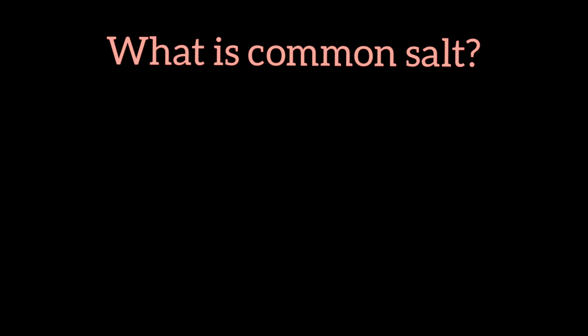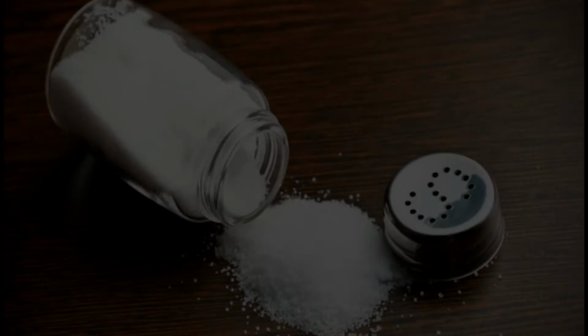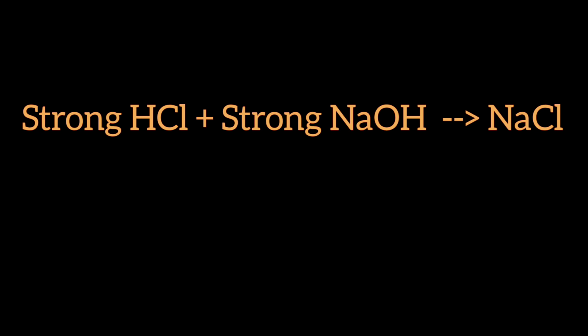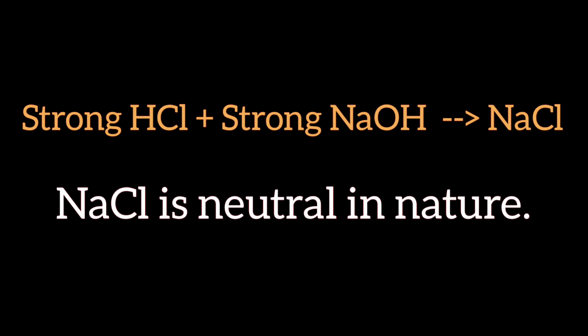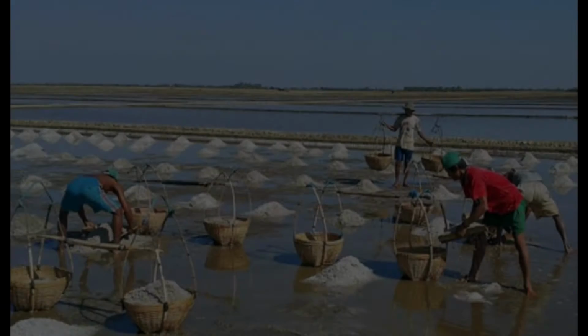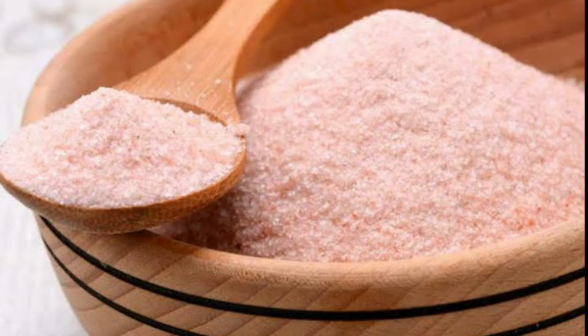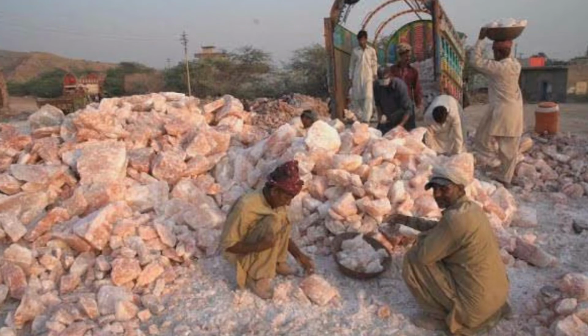What is common salt? NaCl, that is sodium chloride, is the common salt that we use in our food and is formed by the combination of strong hydrochloric acid and strong sodium hydroxide. So NaCl, that is salt, is neutral in nature. Sodium chloride is obtained from seawater. Solid salt is also found in big crystal form. It is brown in color due to impurities in it and is called rock salt. Beds of rock salt were formed when seas dried up thousands of years ago.